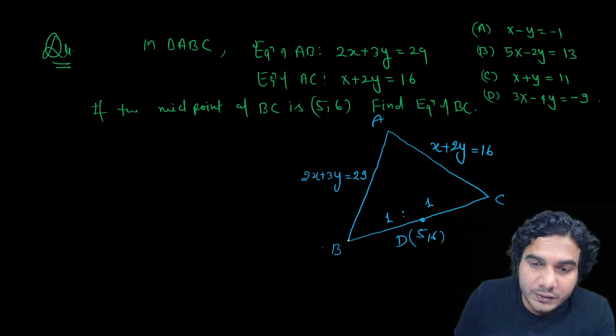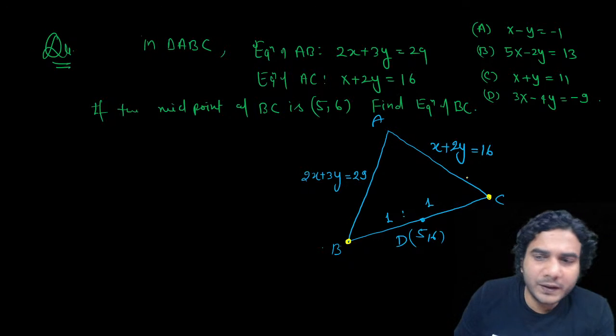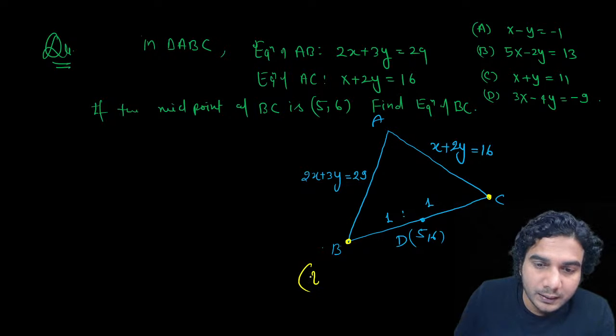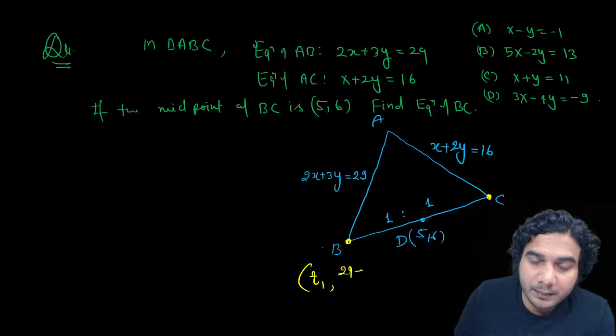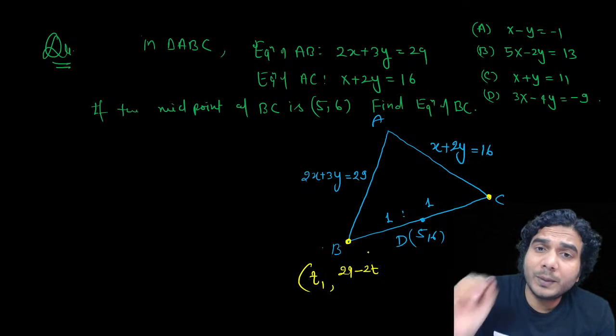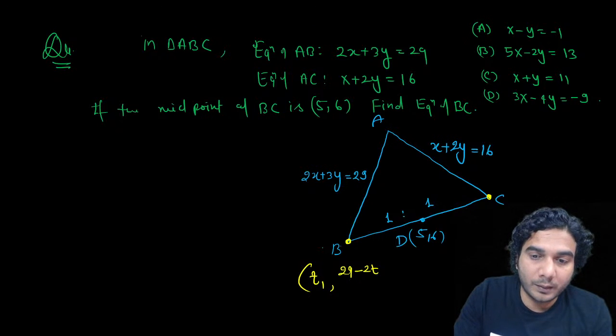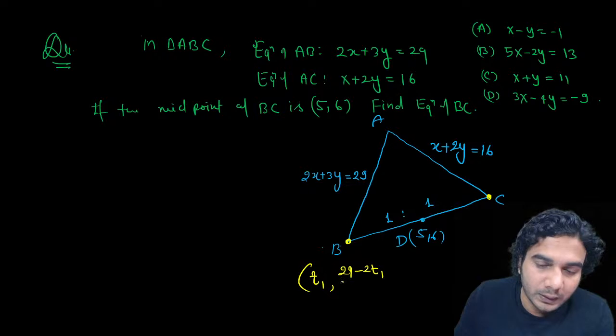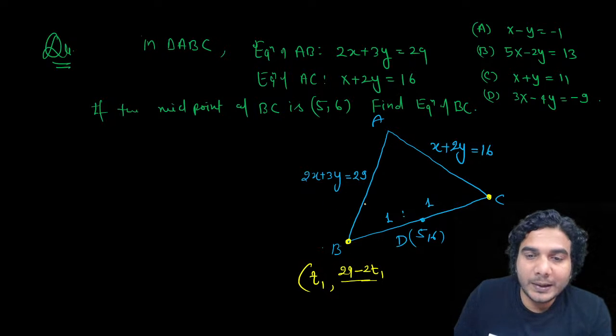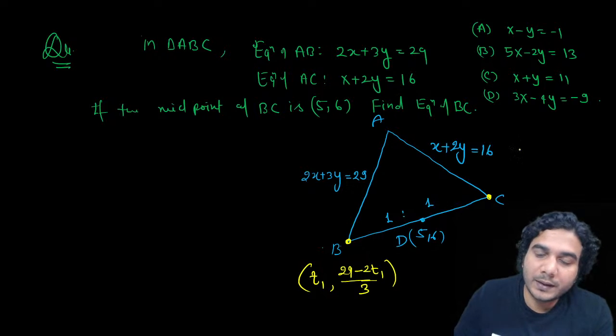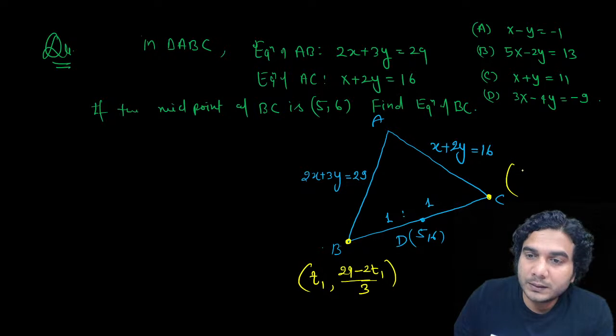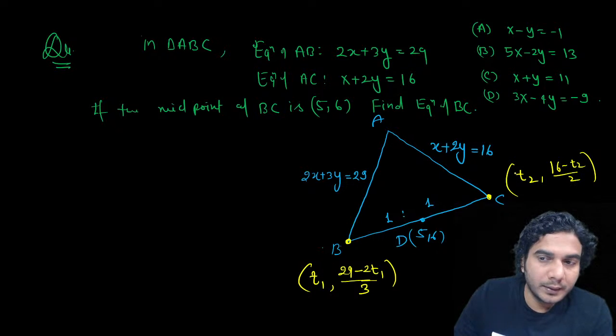You can assume this coordinate B and this coordinate C, and then apply the midpoint formula. You'll get B and C easily. So this point B is basically, if you take x equal to t1, then the y coordinate is going to be 29 minus 2t1, divided by 3. Whenever you need to assume a point on a line, always assume it in this parametric form. Never take x1, y1. The other point is t2 comma (16 minus t2) by 2. All right, so you can write this other point.